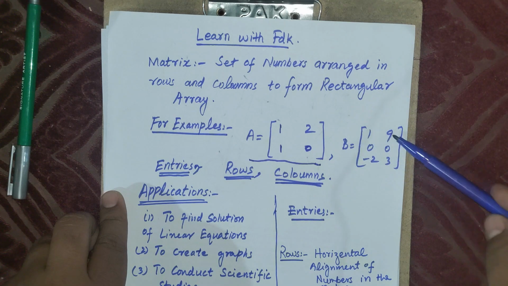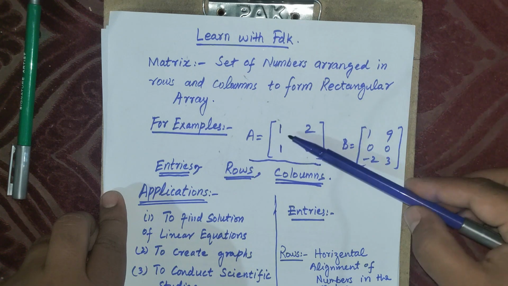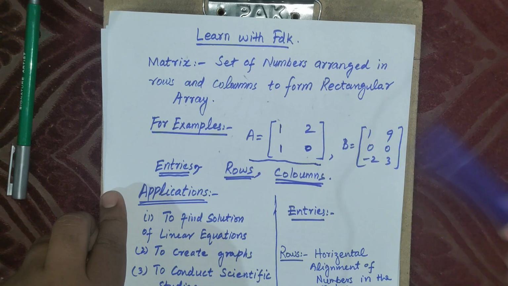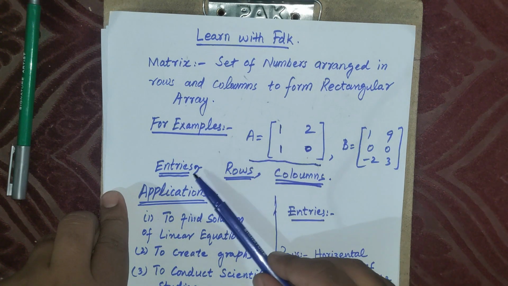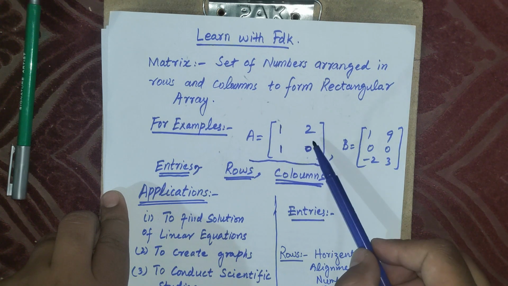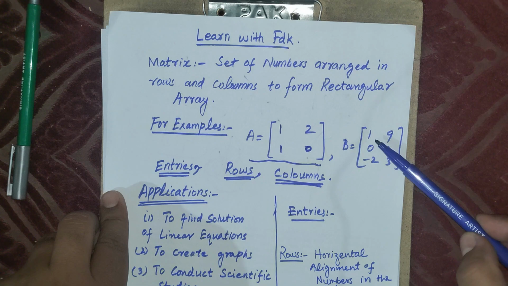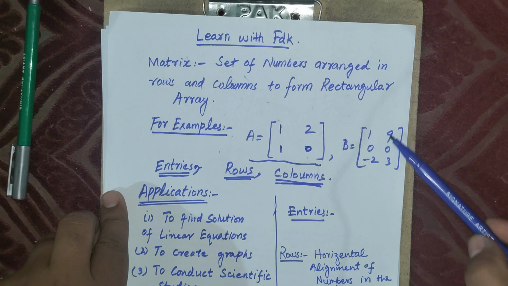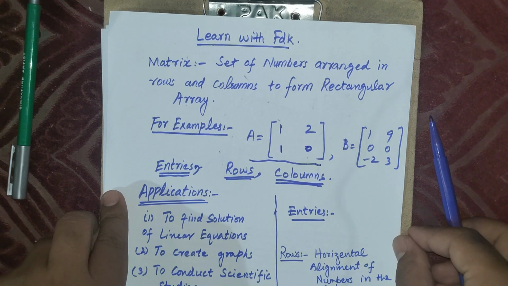Let's suppose B is equal to 1 9 0 0 minus 2 and 3. This is also a matrix. So the arrangement of data in this form is called a matrix. All the numbers inside the matrix are called entries. So 1 2 1 0 in this case are called entries, or the values inside the matrix. In case of B, 1 9 0 0 minus 2 3 are called entries.